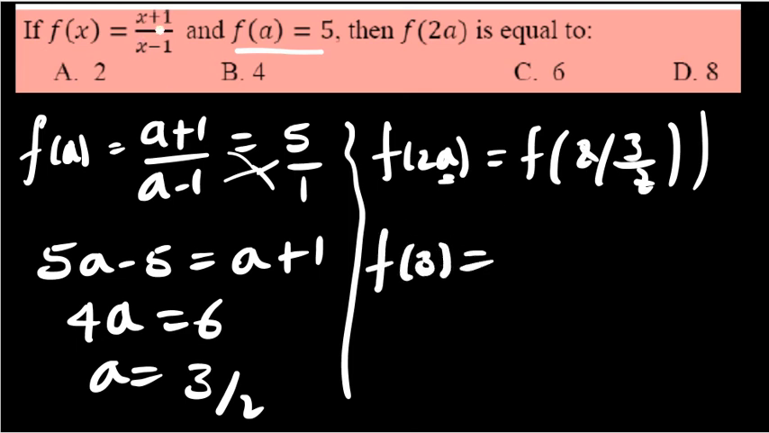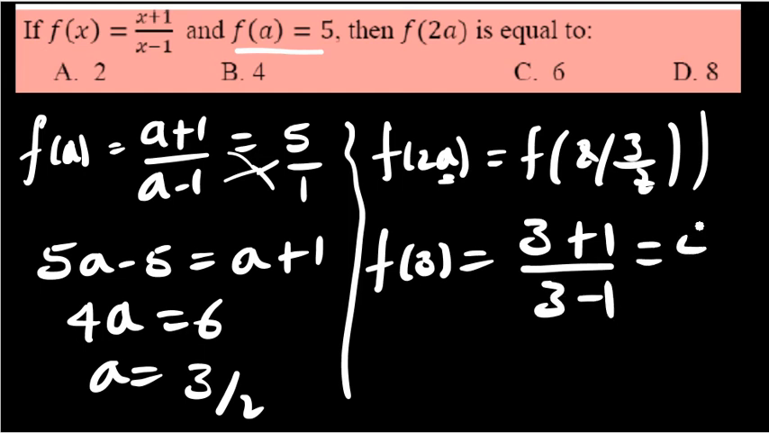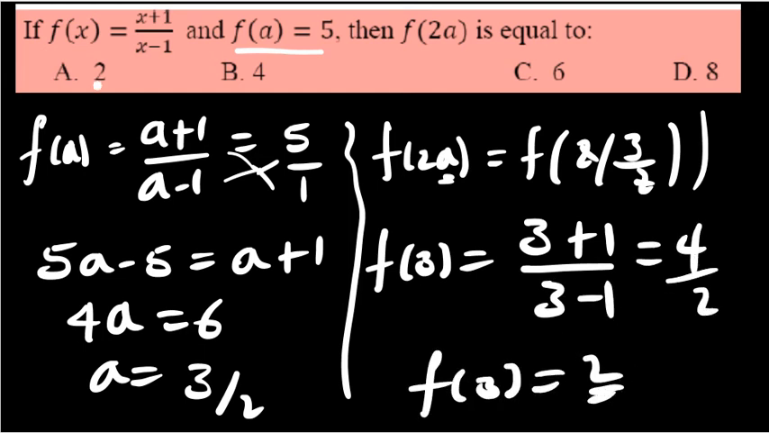F of 3 means substitute 3 in place of x in the original function. That's going to be 3 plus 1 over 3 minus 1, which is 4 over 2. So f of 3, finally, the answer will be 2, which is found in A. That's it. Now the second question.